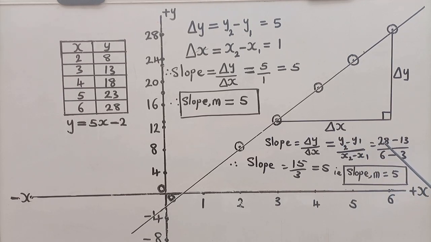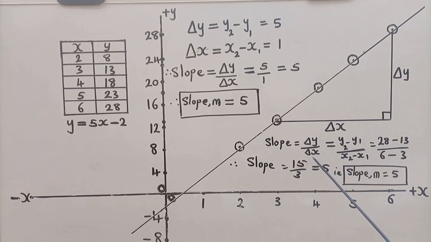y2 is 28. How do we know? By estimation, we know that this place corresponds to the value of y, where? 28. That is why it is here. This y2 is 28. What about y1? y1 is here. This y1 corresponds to what the value of y is. See it here. And that is 13. That is why y2 minus y1 is equal to 28 minus 13.